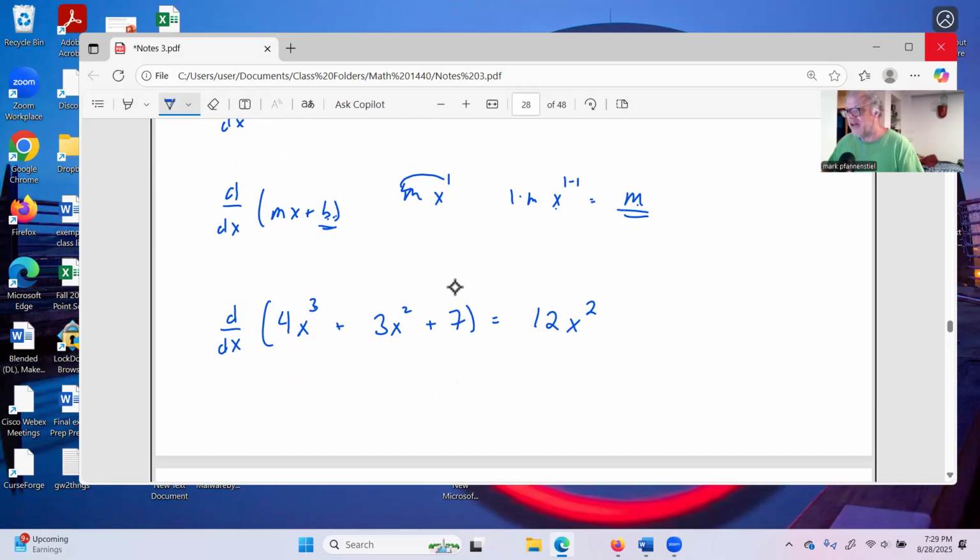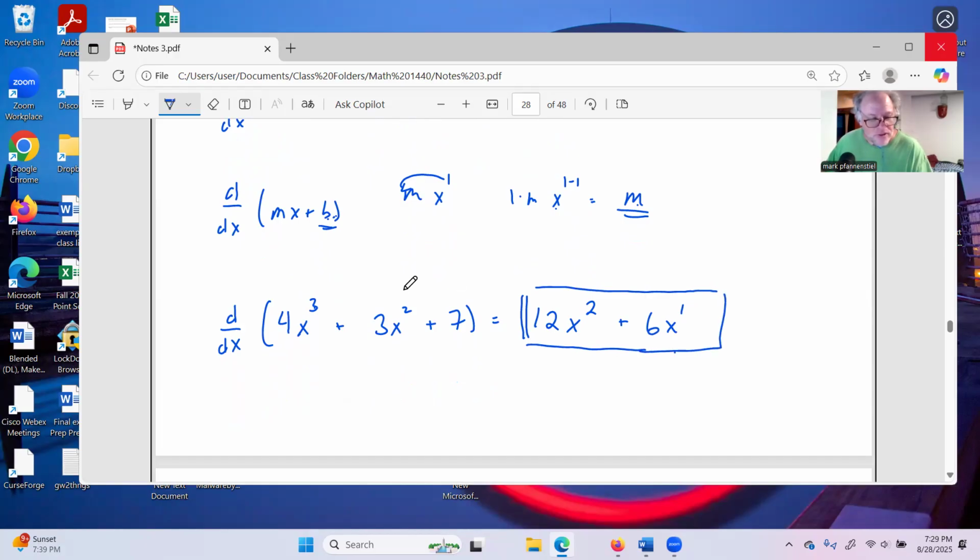Okay, so moving on to the next part. We have 2 times 3 is 6, so we have plus 6x. X to the 2, 2 minus 1 is 1. You don't have to write the 1. It's always assumed that it's there. And again, the derivative of 7, it's a constant, so that's just going to be 0 for that part. So that's our answer for the derivative of 4x cubed plus 3x squared plus 7.